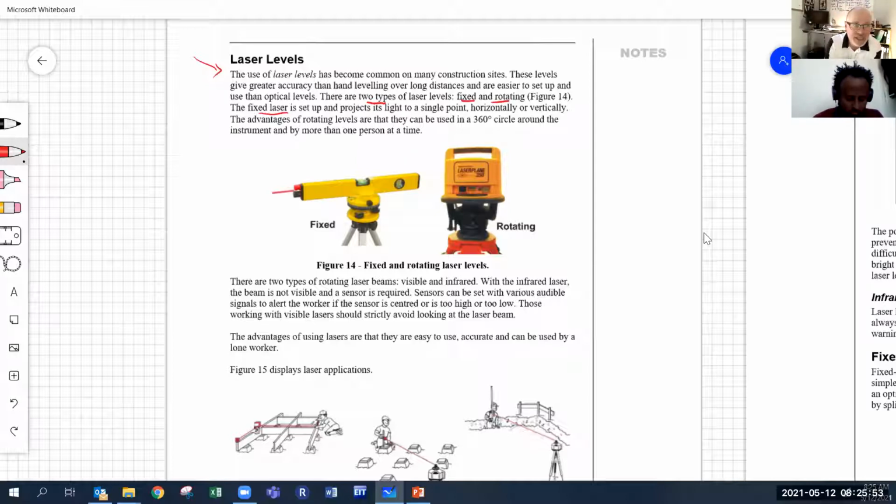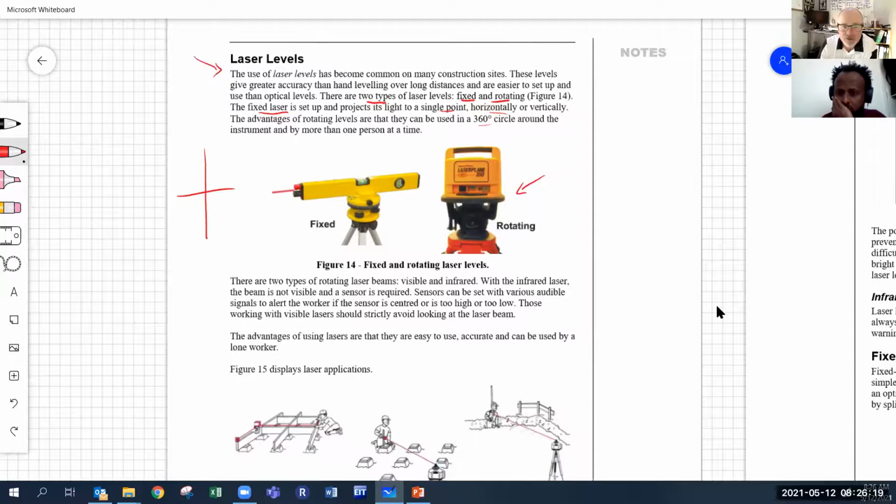A fixed laser is to light a single point, horizontally or vertically, because this can change to have a horizontal line or a vertical line, right? There's usually a little adjustment in there, so you can get a straight up and down vertical or horizontal. This rotating one gives you a 360-degree circle, so everybody in the room can see that.